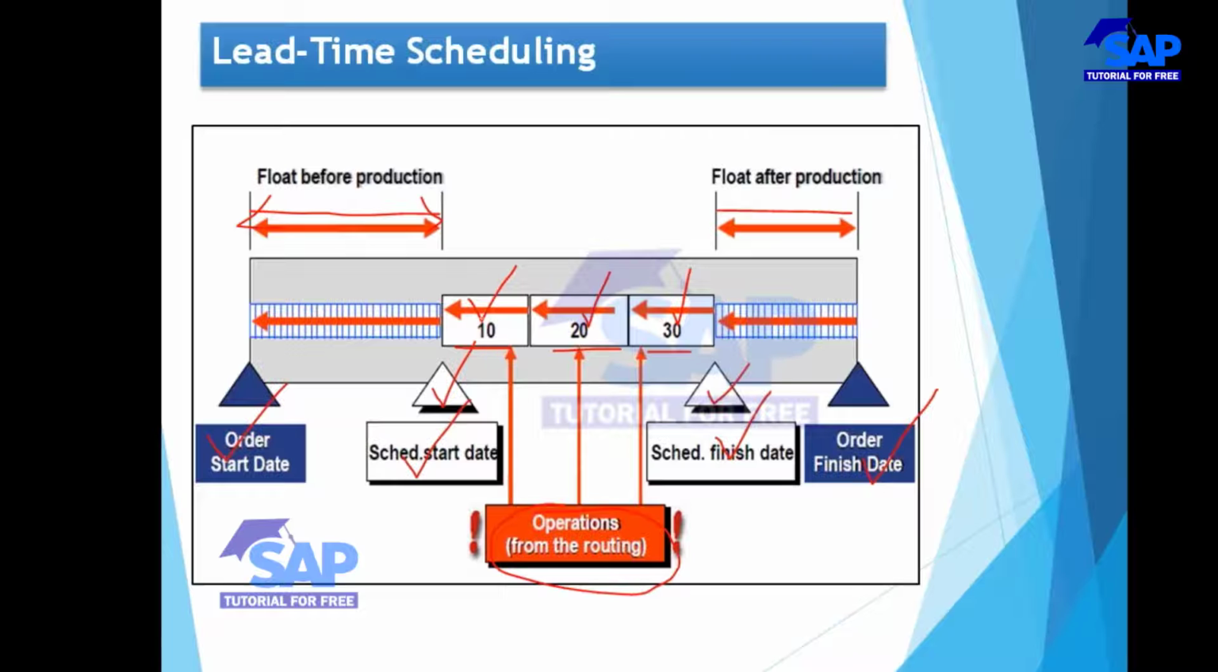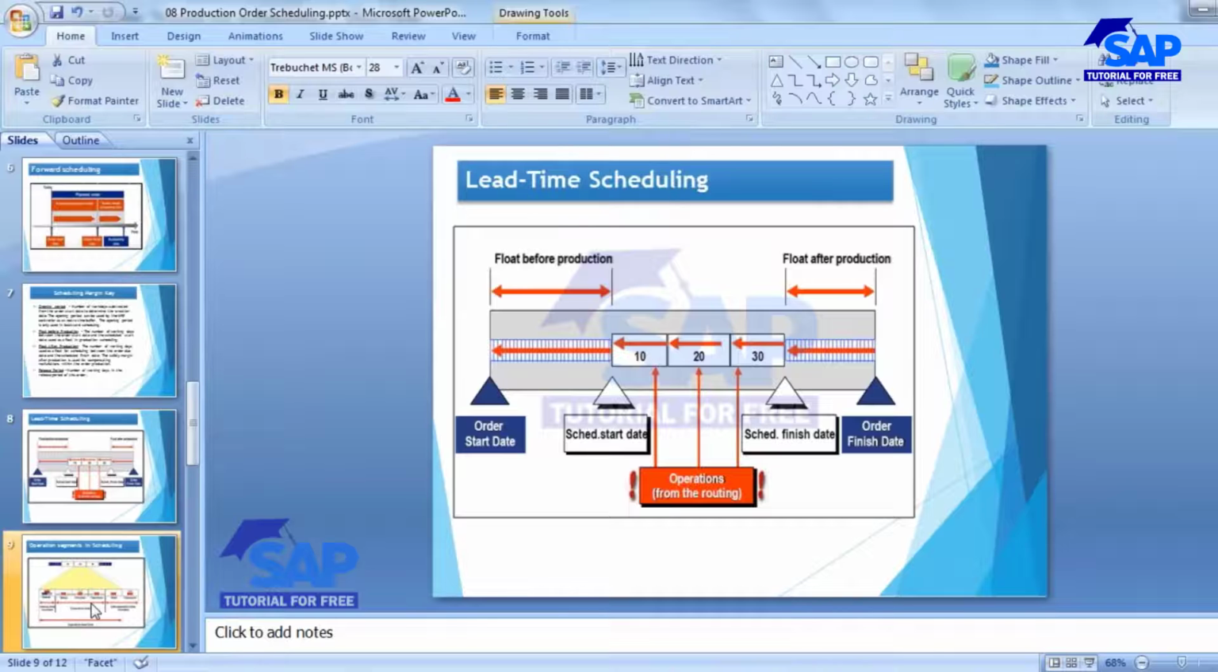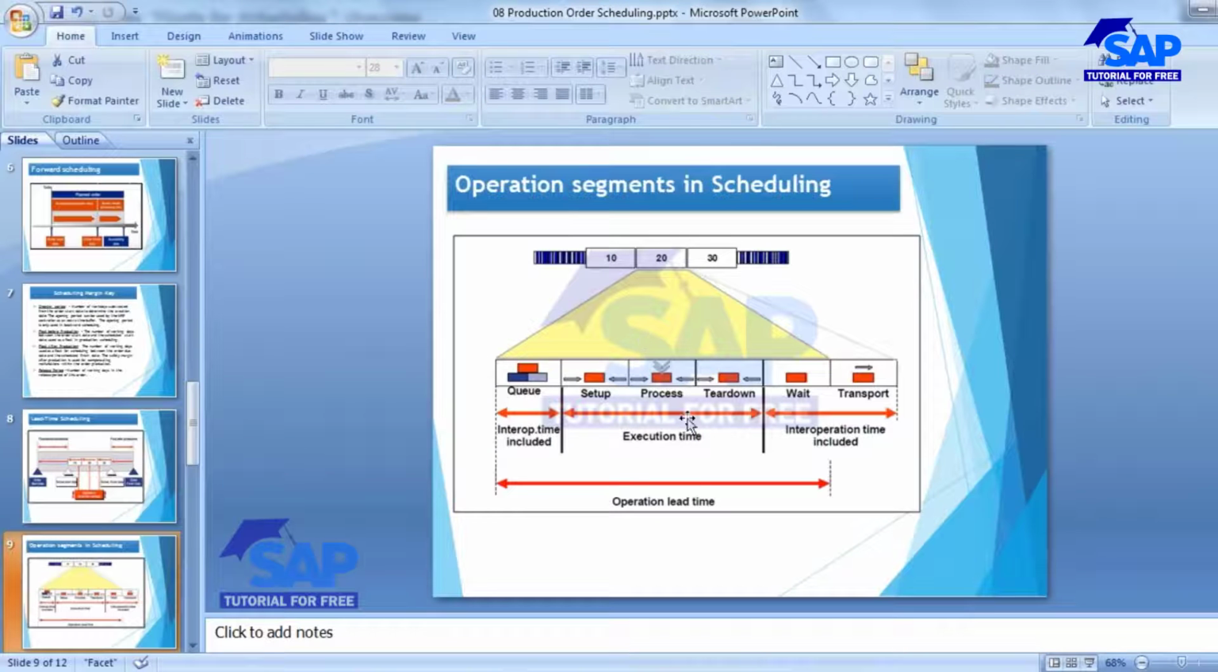It will consider the timings from the routing. For each operation you will maintain some machine time, and it will consider and club all those timings, and accordingly it will propose the schedule start date and schedule finish date. So this is what times it will consider in lead time scheduling.